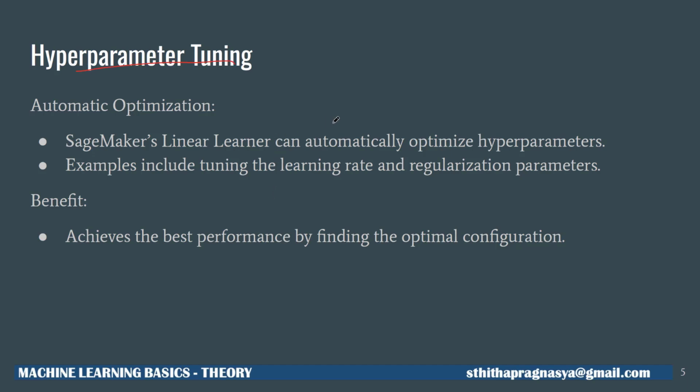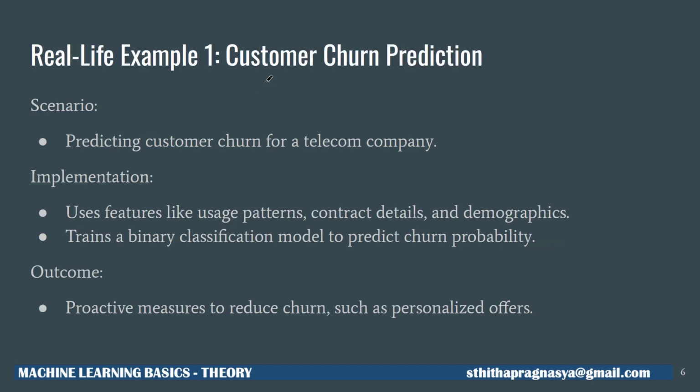SageMaker's linear learner can automatically perform hyperparameter optimization, such as finding the best learning rate, regularization parameters, and other hyperparameters to achieve the best performance. Okay, so I think we might have a separate video on hyperparameter tuning as well, which you will learn more about. Now, coming to the real life example, customer churn prediction.